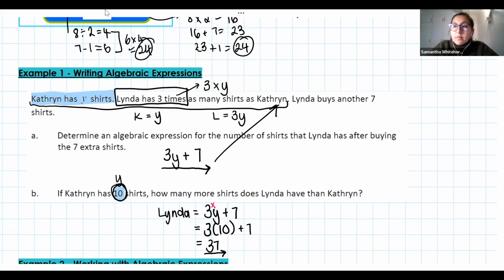If we wanted to know how many shirts she had before she bought the 7, we could just work with the original expression that we had of 3Y. But once we have that mathematical sentence that explains the problem in maths, we can go and work out a whole bunch of different things.